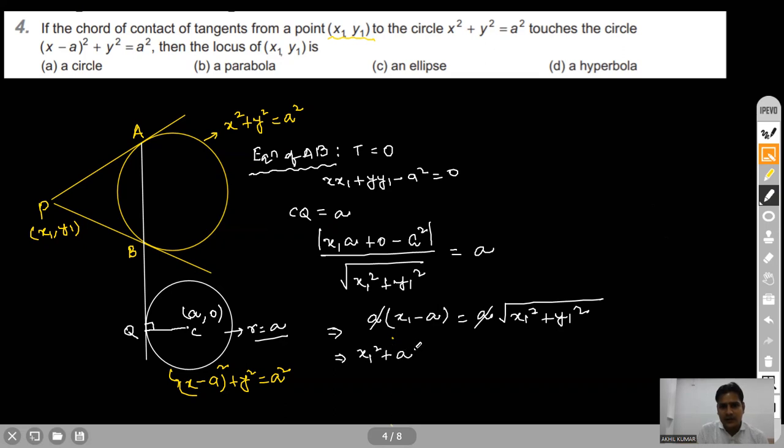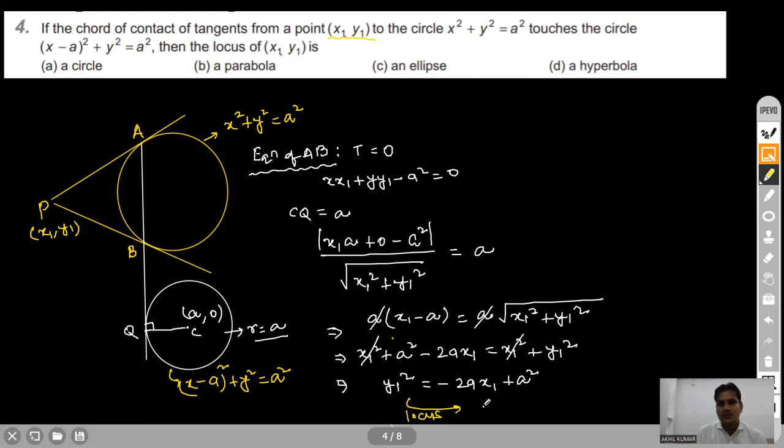So it will be x1 square plus a square minus 2a x1 is equal to x1 square plus y1 square. So this x1 square and this x1 square will get cancelled out, and we are left with y1 square is equal to minus 2a x1 plus a square, right? This is what we got in terms of x1 and y1. For locus, what we do? We replace this x1 and y1 by x and y. So our equation finally becomes y square equal to minus 2ax plus a square.